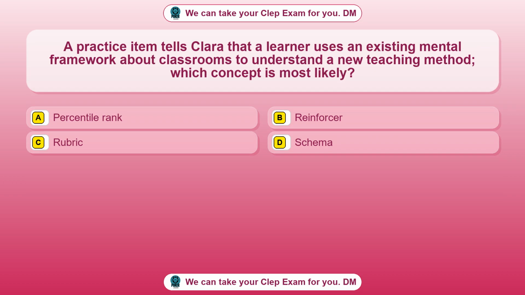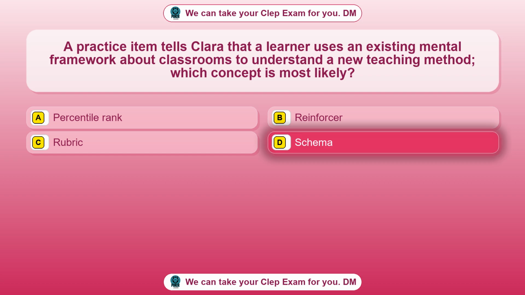Question 44. A practice item tells Clara that a learner uses an existing mental framework about classrooms to understand a new teaching method. Which concept is most likely? Option A, percentile rank. Option B, reinforcer. Option C, rubric. Option D, schema. The correct answer is option D, schema.